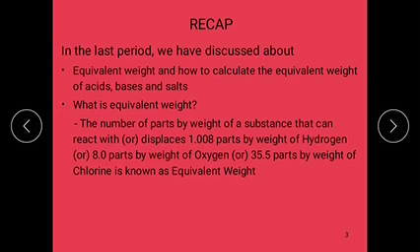The number of parts by weight of a substance that can react with or displaces 1.008 parts by weight of hydrogen, or 8 parts by weight of oxygen, or 35.5 parts by weight of chlorine is known as equivalent weight. Once again I'm repeating, the same definition.